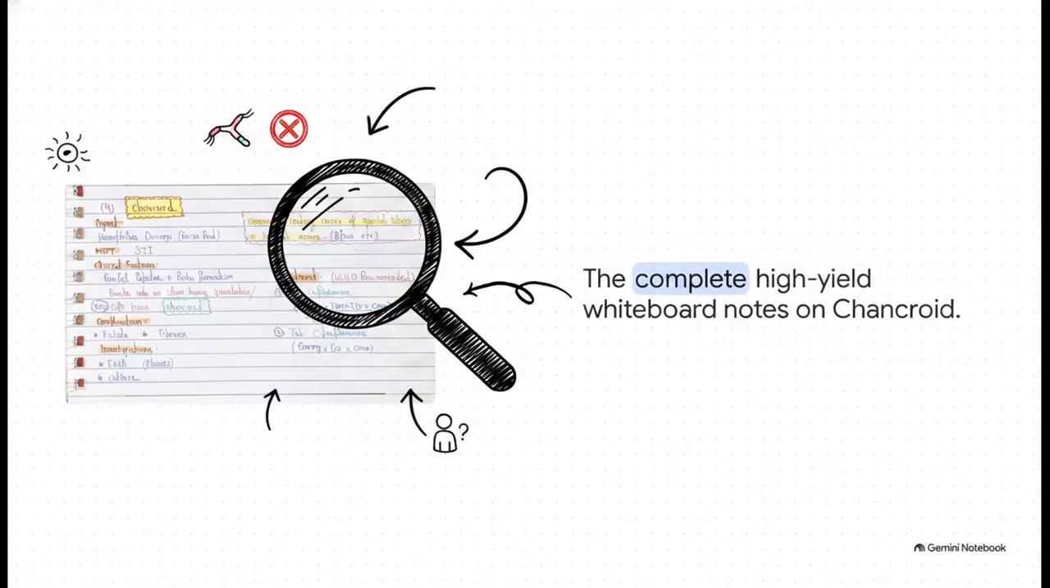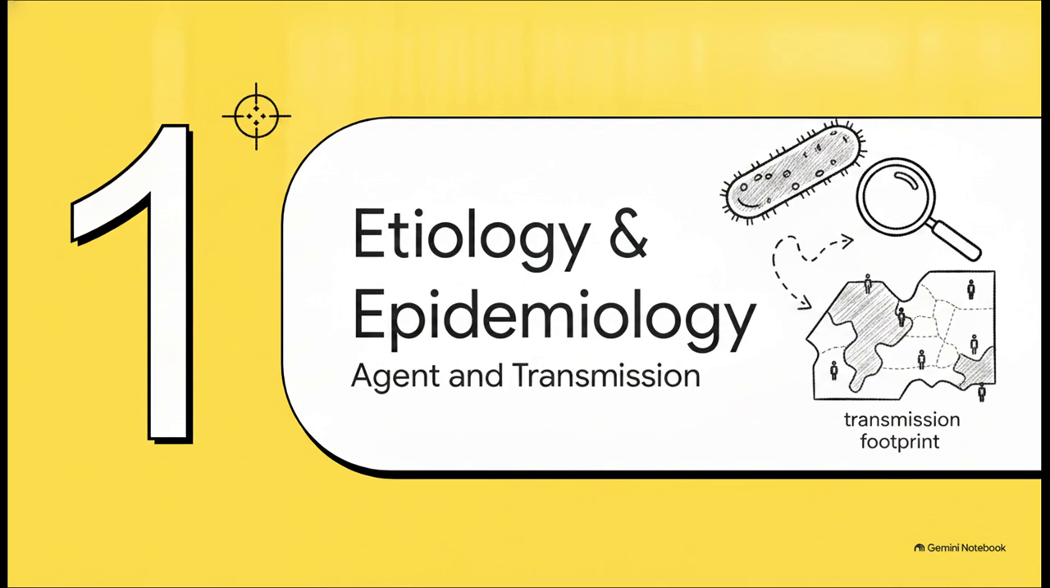Alright, so here is our primary roadmap. This single, perfectly organized page of whiteboard notes literally has everything you need to completely ace a chancroid patient vignette. We're going to systematically zoom in, decode, and go over all the proper labelings together to really lock this into your memory. Let's kick things off with Section 1, Etiology and Epidemiology.